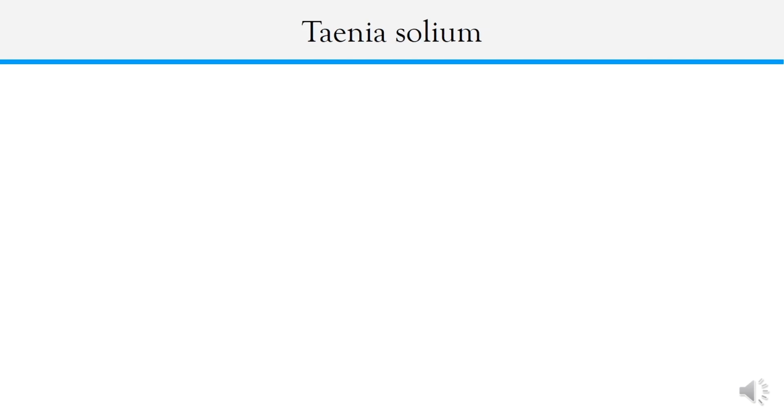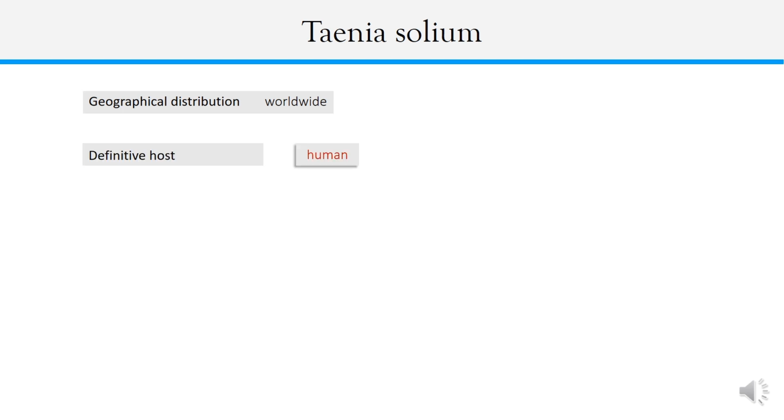So let's look at Taenia solium. Another name for this parasite is armed tapeworm or pork tapeworm. The geographical distribution of this parasite is, unfortunately, worldwide, and the definitive host is a human. The location of the adult form of this parasite inside the definitive host is the intestine. You should keep in mind that Taenia solium is located inside the human intestine, and when this happens, we consider the human a definitive host.